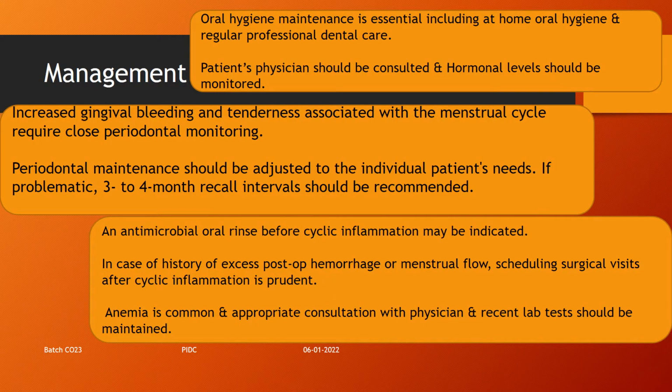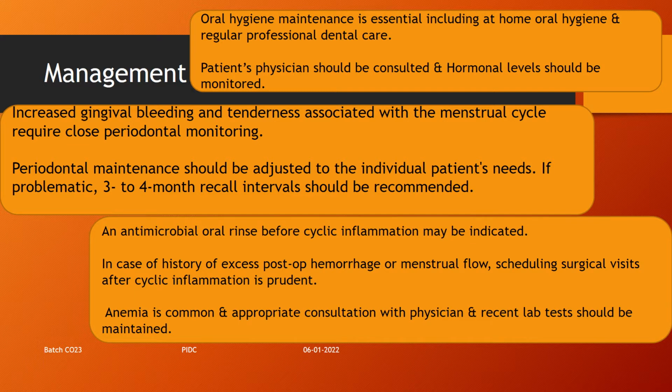Coming to the management of menstrual gingivitis, oral hygiene maintenance is essential, including at-home oral hygiene and also regular professional dental care. The patient's physician should be consulted, and hormonal levels should be monitored. That is the basic procedure. If there is any increased gingival bleeding and tenderness associated with this menstrual cycle, this will require close periodontal monitoring. So for that, periodontal maintenance should be adjusted to the individual patient's needs.